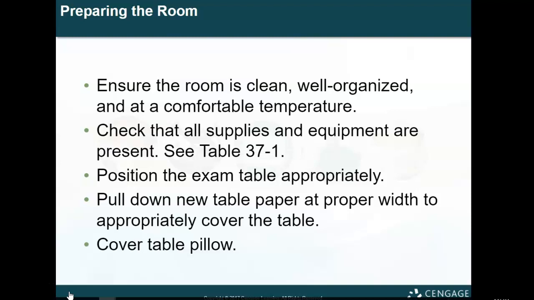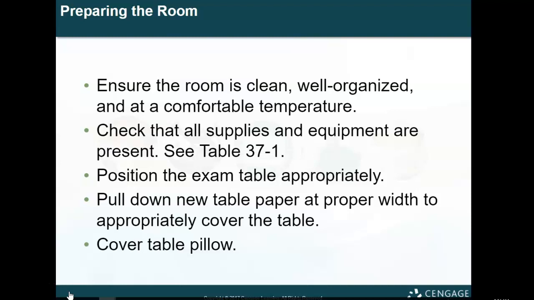Say it loud. Why is it important that the room's clean? So you don't transfer disease. Okay, which we call what? Infections. Or in this situation, it would be a nosocomial infection, right? Okay, why is it important that the room's organized? Blade, you answered this yesterday. So the doctor can find things. Absolutely. The doctor has to be able to find things.